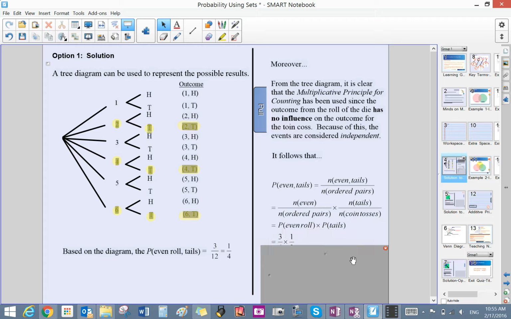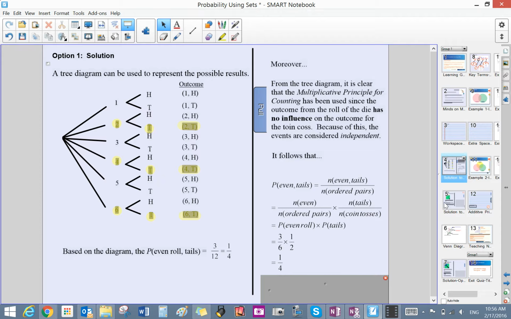So we can see in this case, the chance of being an even roll is 3 on 6, and then the probability of being tails is 1 on 2, or 1/2. So giving that lowest form, probability of 1 out of 4. Okay, so that was the first problem.